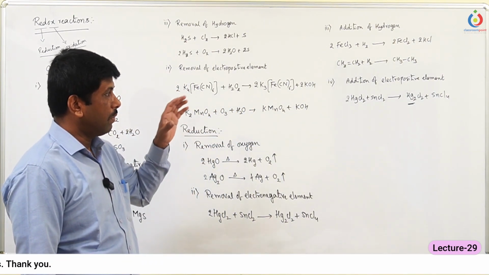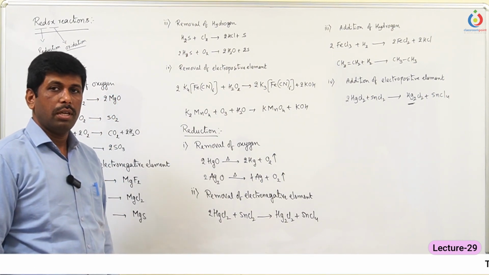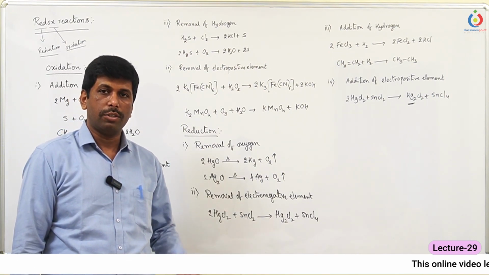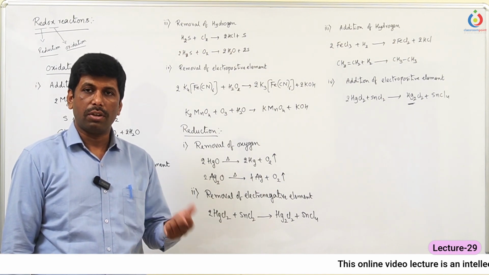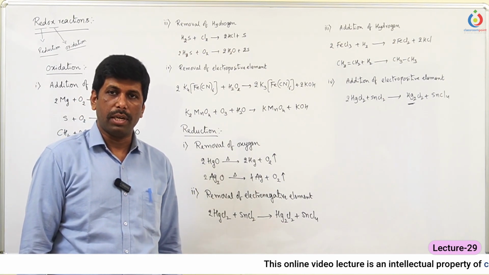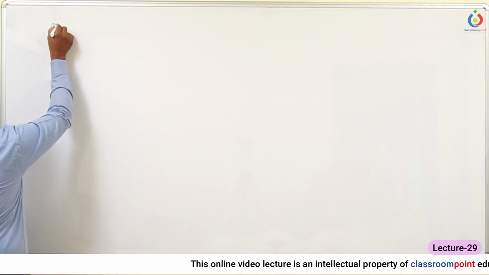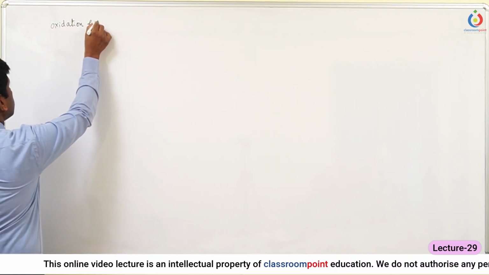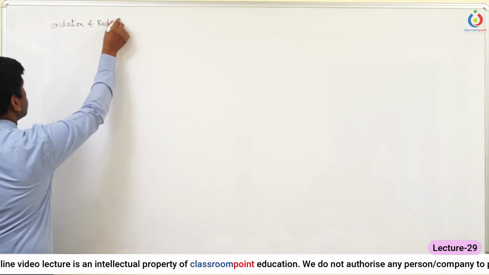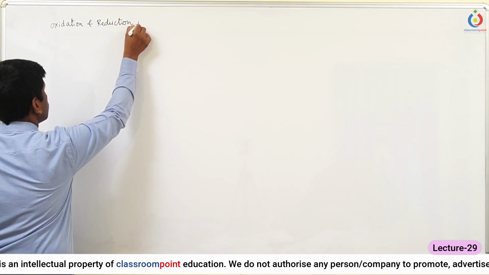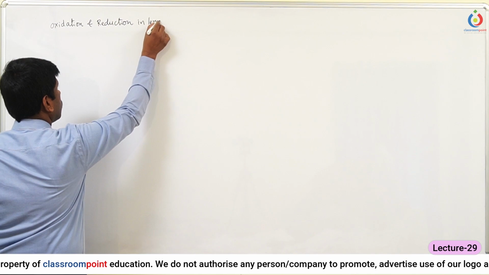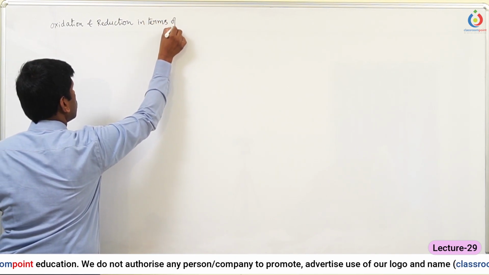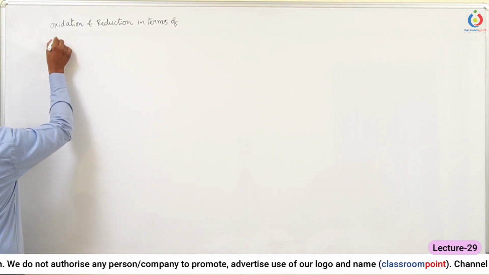So these are all called, up to here, oxidation reactions, and the remaining are known as reduction reactions. Apart from this type of process, oxidation and reduction can also be defined using electron transfer. Now let us see that part: oxidation and reduction in terms of electron transfer.